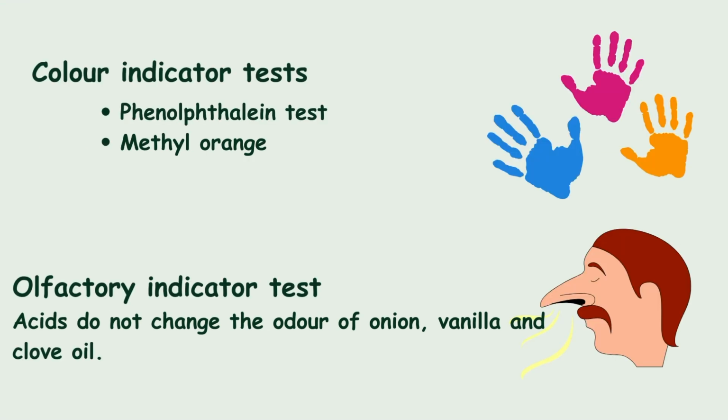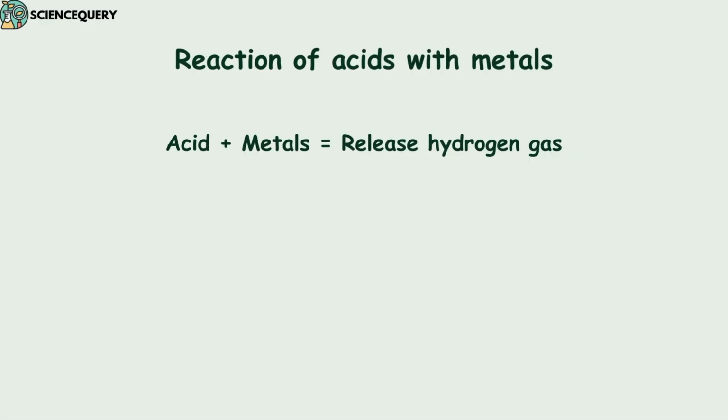Now let us summarize this portion. Some of the acid indicator tests are phenolphthalein test and methyl orange test. Olfactory indicator tests for acid are interaction of acid with onion, vanilla or clove oil. Now let us understand some of the chemical properties of acid.